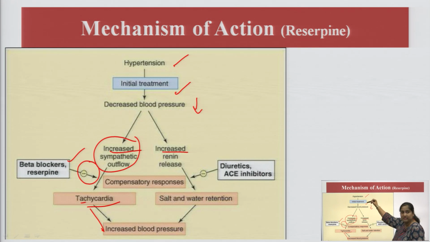In the initial stages, after the decreased blood pressure, what happens is increased renin release, which is ultimately treated with diuretics and ACE inhibitors. So, Reserpine can be used in the early treatment of hypertension. As soon as the hypertension is detected, the patients are advised to go for some beta blockers and Reserpine, so that the initial cycle of increased hypertension should not happen.